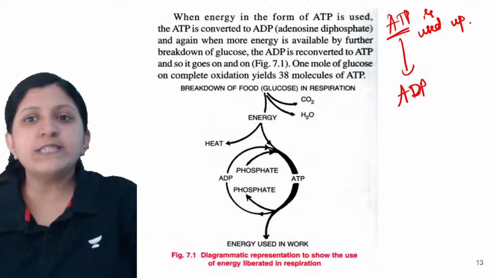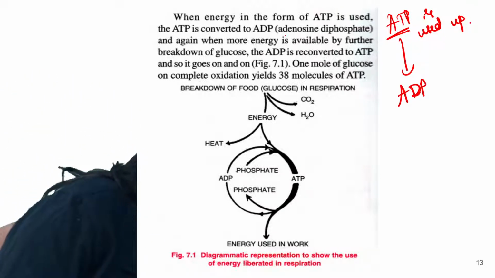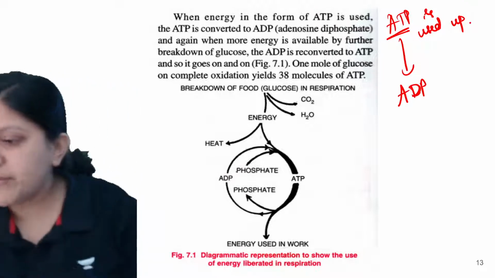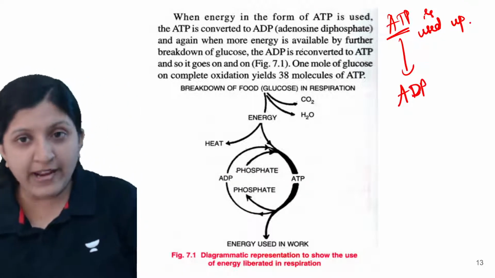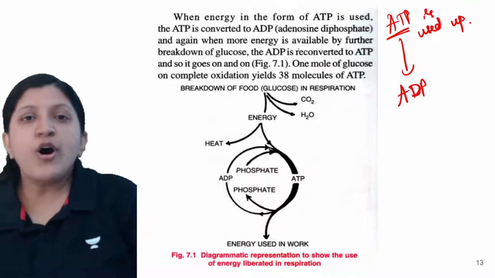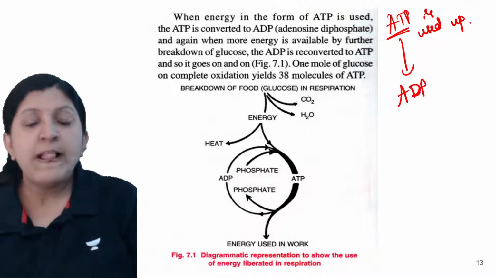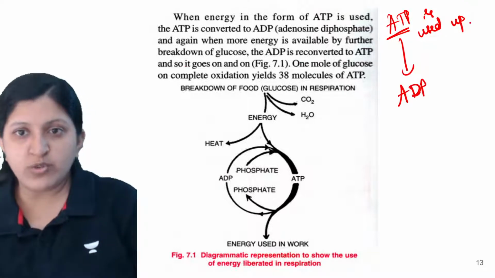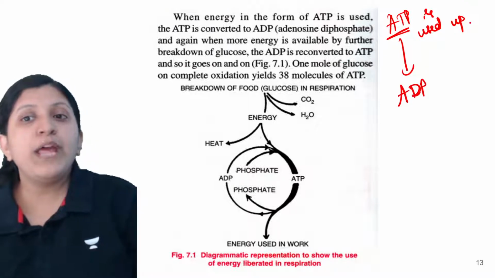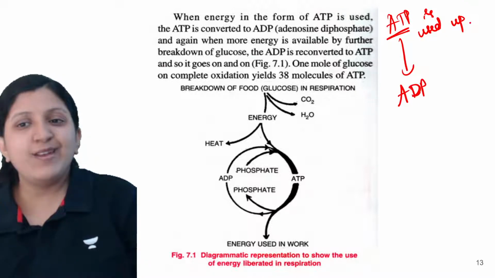So again, when more energy is required, or more energy is available by further breakdown of glucose, this particular ADP is reconverted into ATP. In that case, again, when more energy is available by further breakdown of glucose.